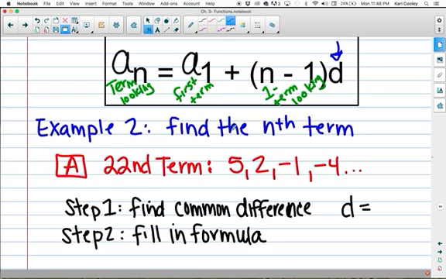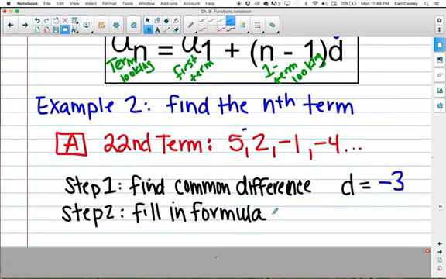So my first step is I need to find the common difference. How do I get from 5 to 2? Hopefully you realize I subtracted 3. How do I get from 2 to -1? I subtracted 3. So that common difference is -3. Now knowing that common difference, we're going to fill in the formula.